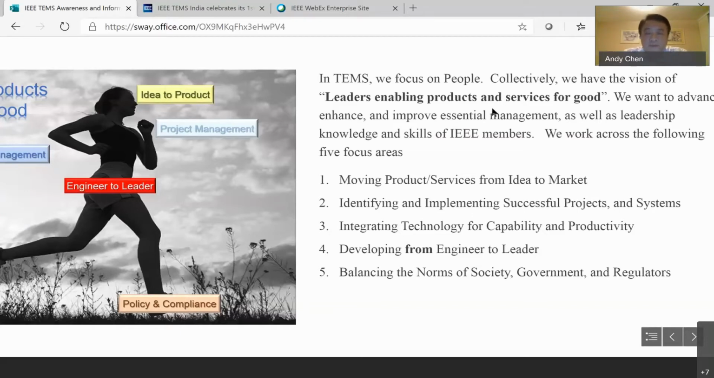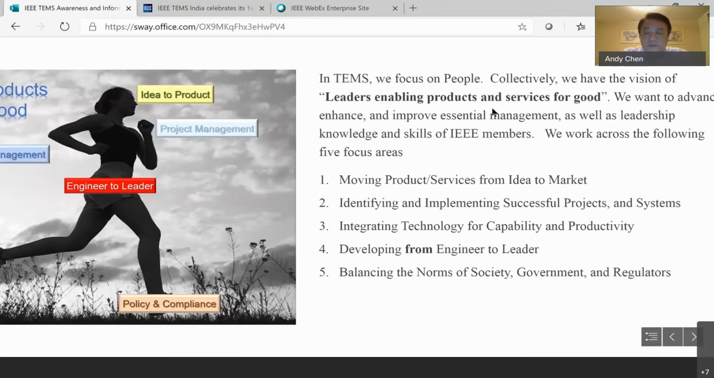More importantly, we as the community, we try to grow engineers to leaders. The best engineer doesn't make the best leader. It requires many soft skills, many working experiences, and we have many seasoned professionals that would help mentoring different aspects of engineering development and advancement.